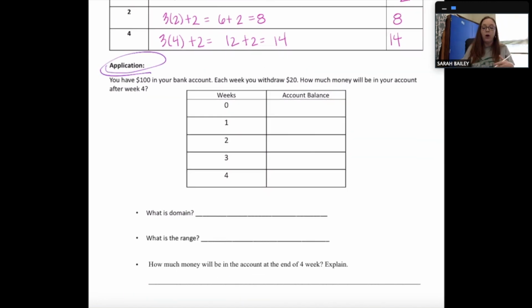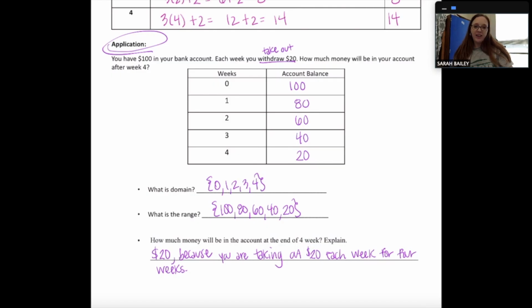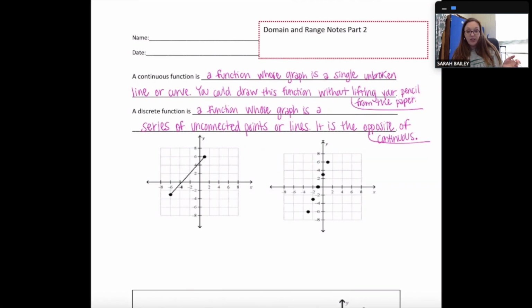So I want you to try that, pause the video and try this application problem, and then come back and we'll check. Okay, so hopefully you got this application problem correct. In case you were wondering what withdrawal means, remember it means you're taking out that amount of money. So make sure you've paused the video and get this information written down. Make the necessary corrections on your sheet. All right, so let's go to the next page.